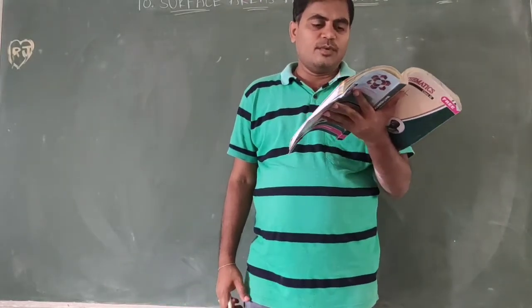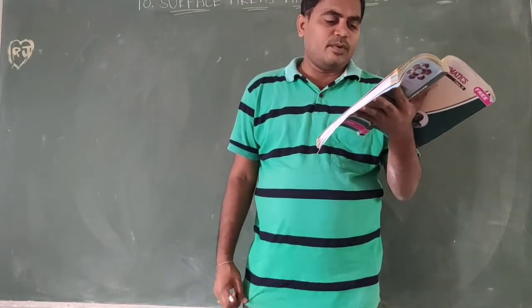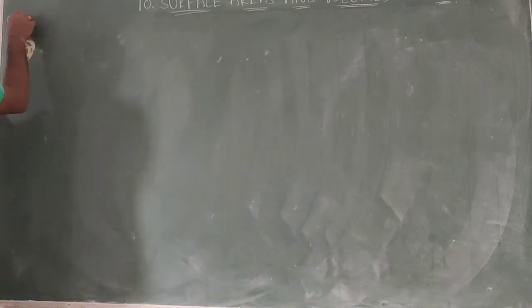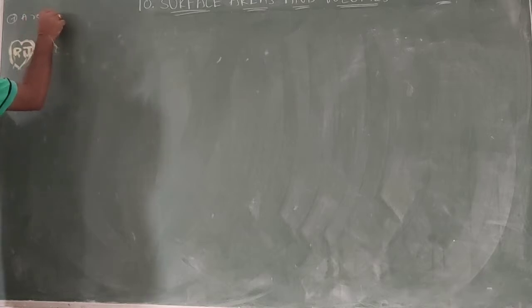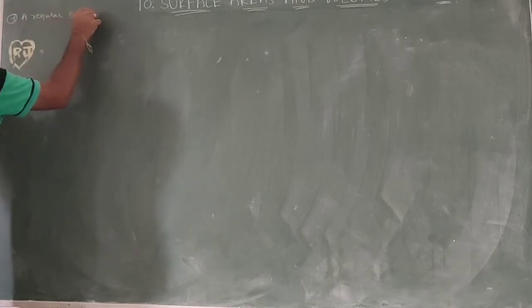Surface areas and volumes, exercise 10.1, question number 7. Seventh question. A regular square pyramid.